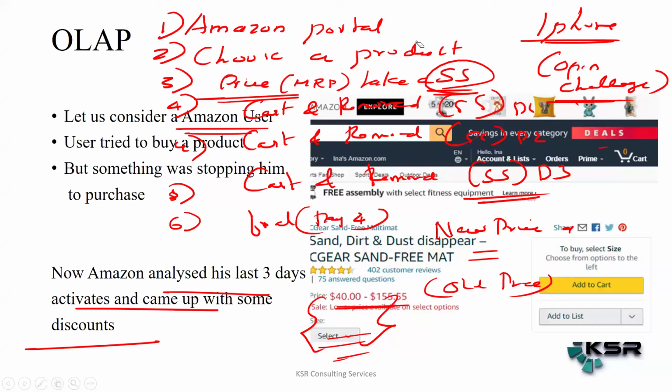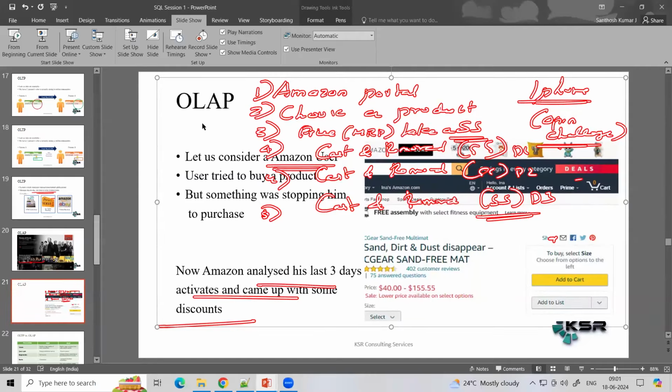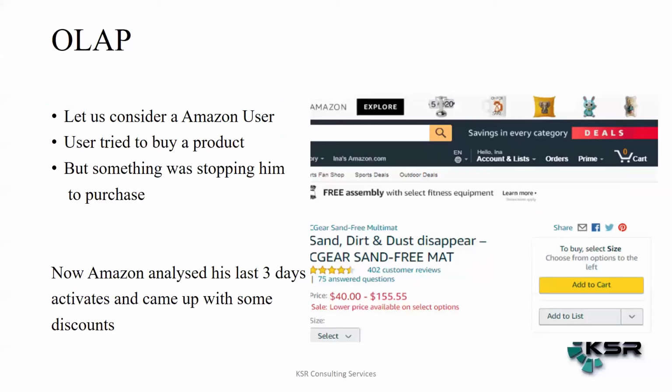I will open the portal in case you show the price change. The price need not change, but at least you will get some cashbacks, discounts, a 0% EMI option, something you'll get. In case you do it, you'll get an iPhone. Is the challenge accepted? Yes.